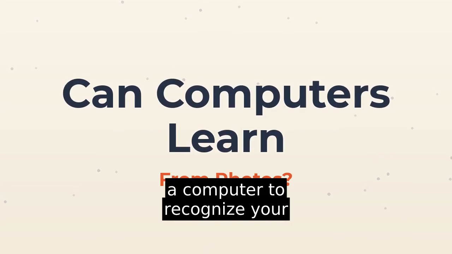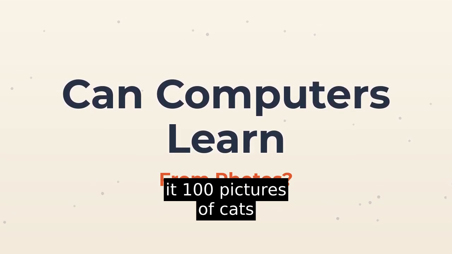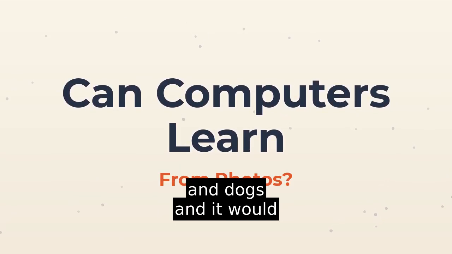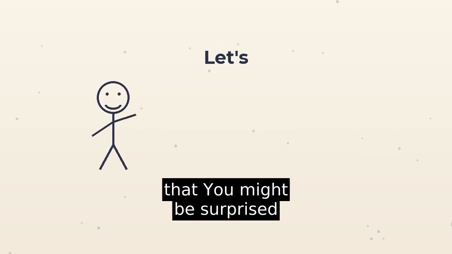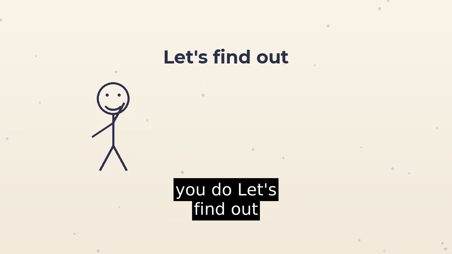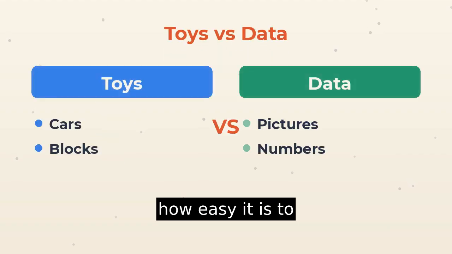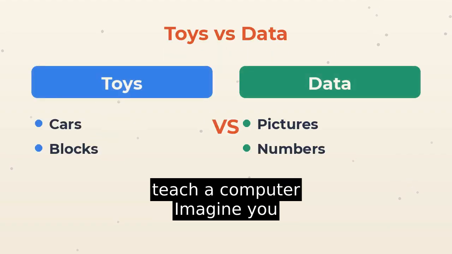What if you could teach a computer to recognize your favorite animal? You could show it 100 pictures of cats and dogs, and it would learn to tell them apart. But how does it do that? You might be surprised to learn that computers can learn from data, just like you do. Let's find out how. You'll be amazed at how easy it is to teach a computer.